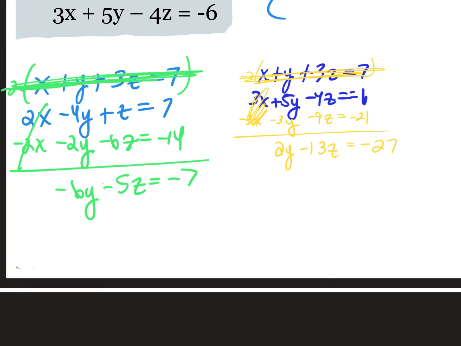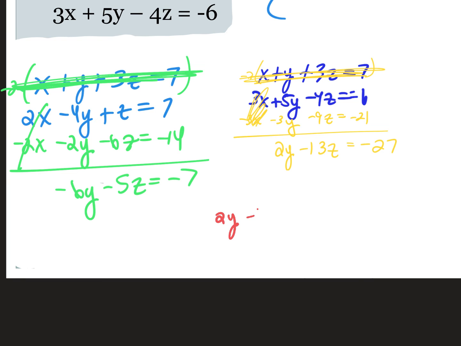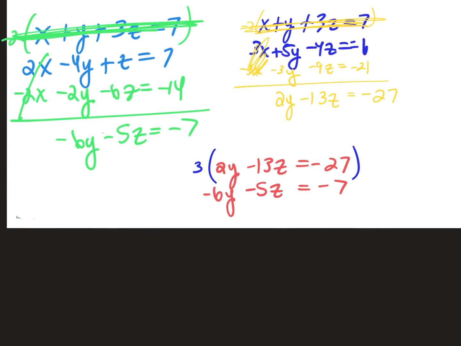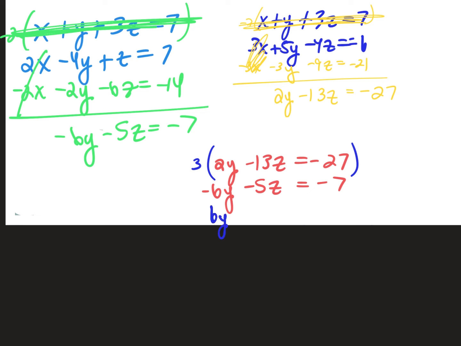Now what do I do with the green and the yellow? I'm going to combine them, right, one on top of the other. So I'm just going to say, okay, 2y minus 13z equals -27. And -6y minus 5z equals -7. What am I going to multiply the top by? Just +3? Okay, all the way through. So I have 3 times 2 is 6y. 3 times -13, -39z. And then what's 27 times 3? 81? Minus 81.